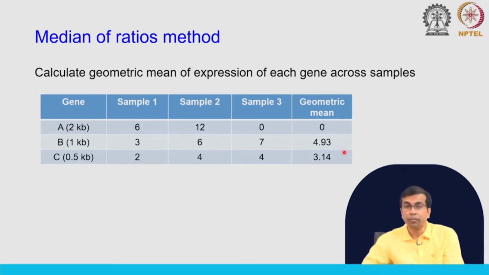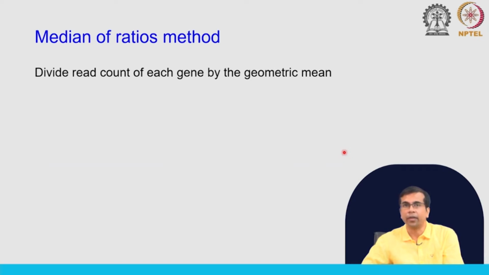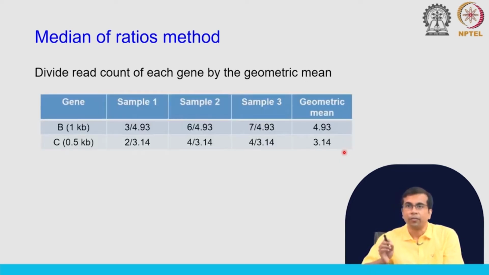Once we have done this, the next step is divide read count of each gene by the geometric mean now. So, we have to divide these counts by the last column. We have discarded the one with 0 value. Of course, you cannot divide by 0, and that is the first step, remember. We have to discard genes for which the geometric mean is 0. So, we are left with these 2 genes now, B and C, and for each read count we have to divide by the geometric mean of that gene.